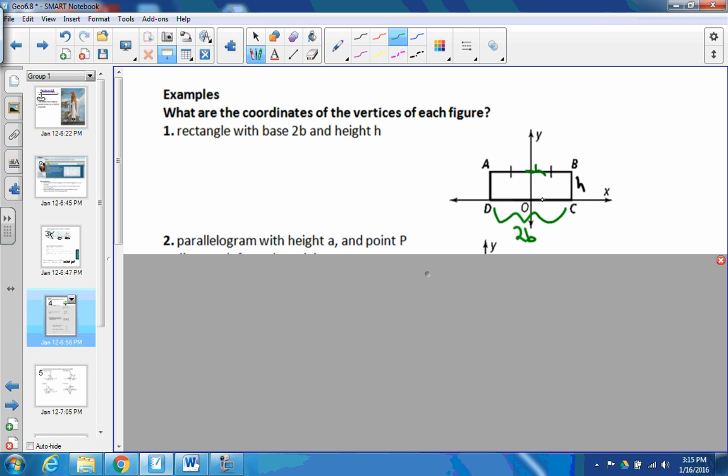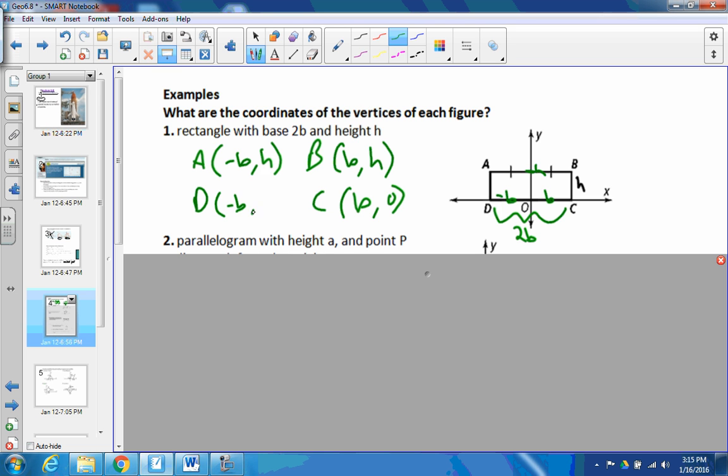So then each part on each side would be b. So this is b, and this is b, or negative b going over to the left. So if you're saying the point A, you're going negative b, and you're going up h. We don't know exactly what the distance is. We're just representing it with b and h. B would be over positive b and up h. C, which is over on the bottom right, would be over b and up 0. And then D would be over negative b and up 0.